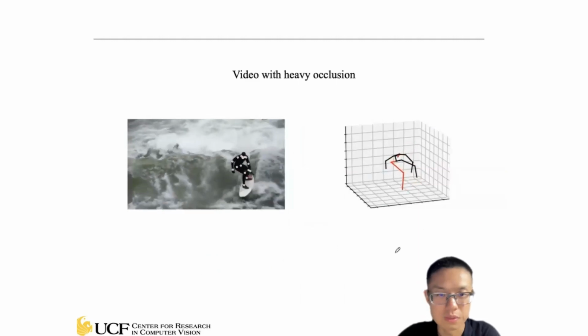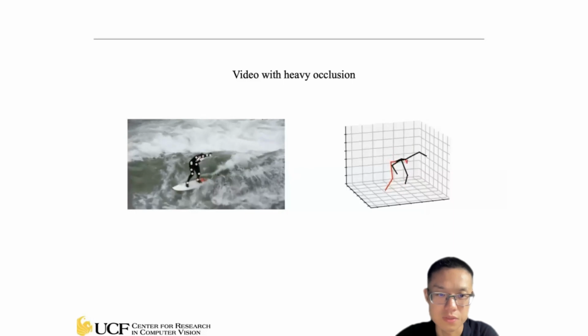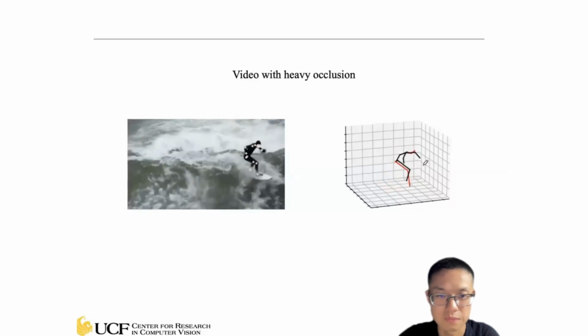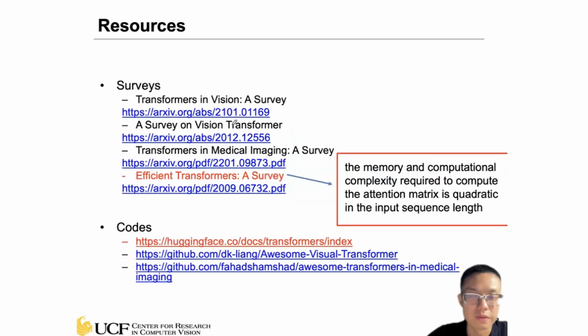And this is just an example to show you the outcome, right? So this is the input 2D, and this is the predicted pose in 3D space, okay?